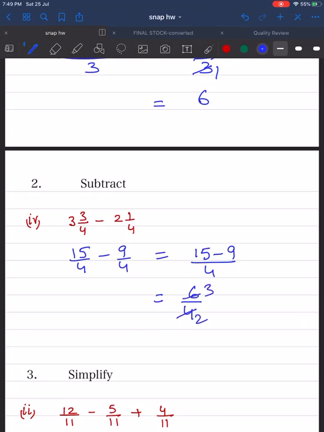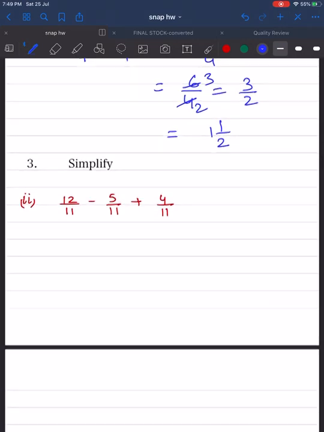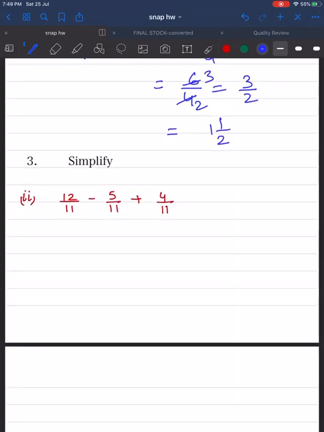Now here common factor is 2, so we have to cancel out. 2 2s are 4, 2 3s are 6. So we get 3 on 2, which is equal to 1 1 on 2. Children, always express your answer in the lowest terms.